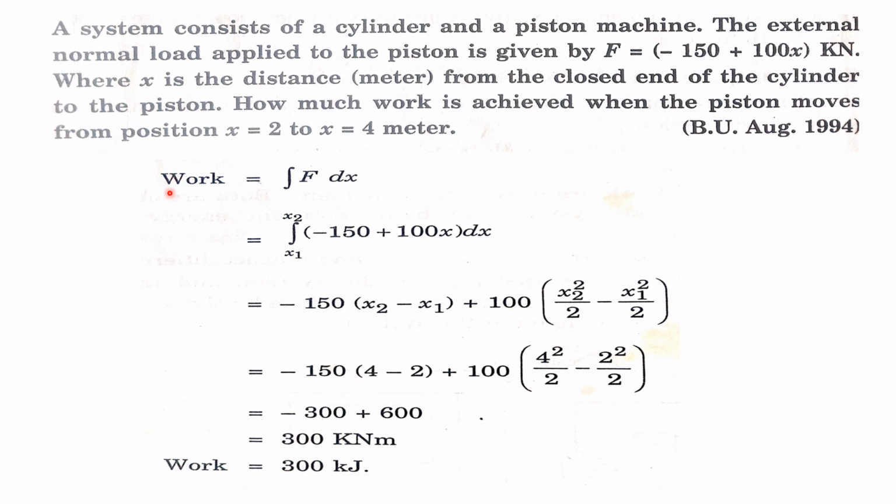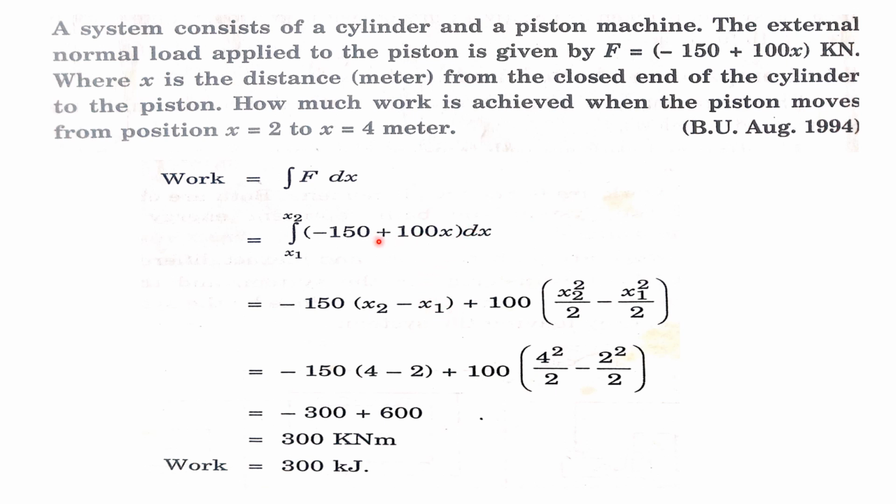So here work, that is W, is given by the integration from 1 to 2 of F dx. That means here the piston is moving from position x1 to position x2, that is from 2 meter to 4 meter. So F is given in the formula only, force, that is minus 150 plus 100x, into dx. This dx I will keep as it is here. Now if I integrate, the integration of dx will be x, so minus 150 times (x2 minus x1).